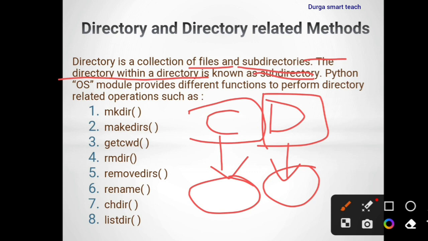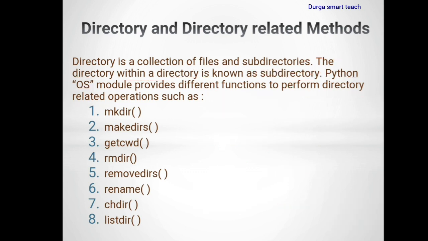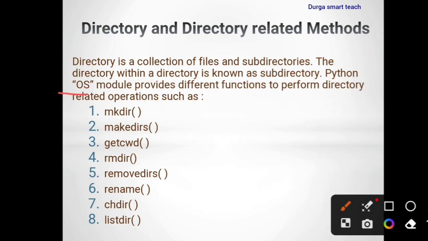Okay, so the Python OS module provides different functions to perform directory related operations. OS is a module. What is a module? A module is nothing but a collection of functions, variables and classes. So this OS module contains different types of functions, variables and classes to perform directory related operations.